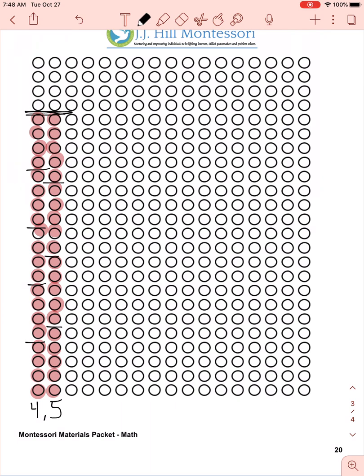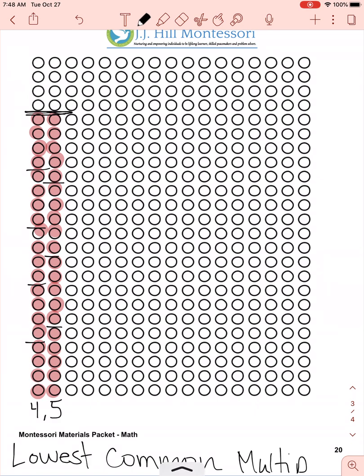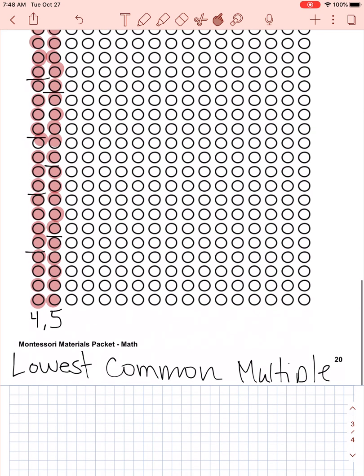So this week, we're just going to find the first common multiple and stop. We're not going to go any further than this. We call this the lowest common multiple. I'm going to write that down. I want you to write that down on your page as well. Lowest common multiple. And we're going to make an abbreviation too. That's a short way of writing something. Our abbreviation is going to be LCM.